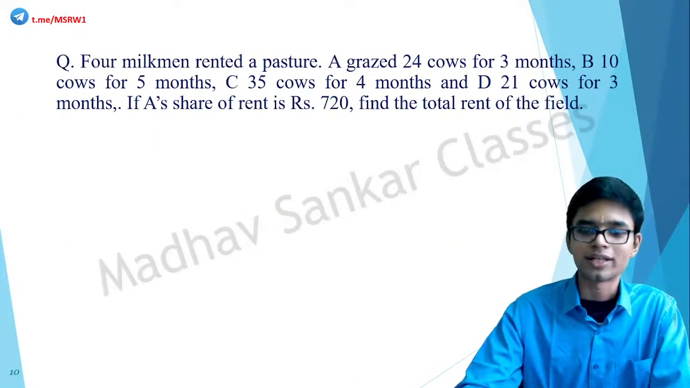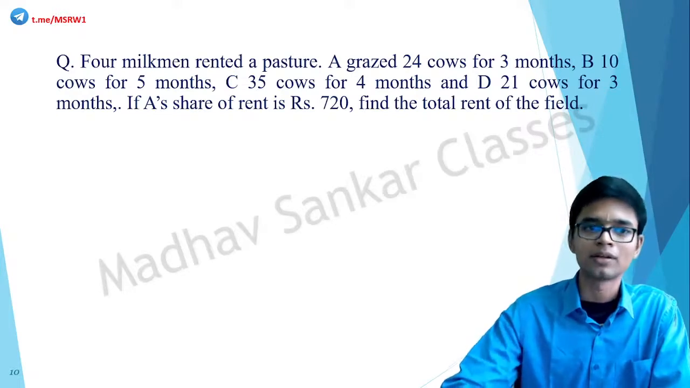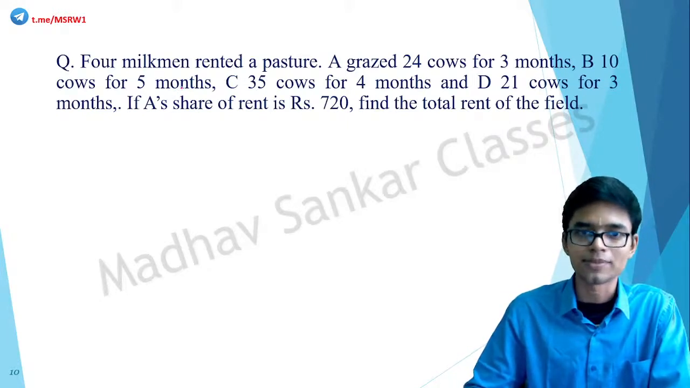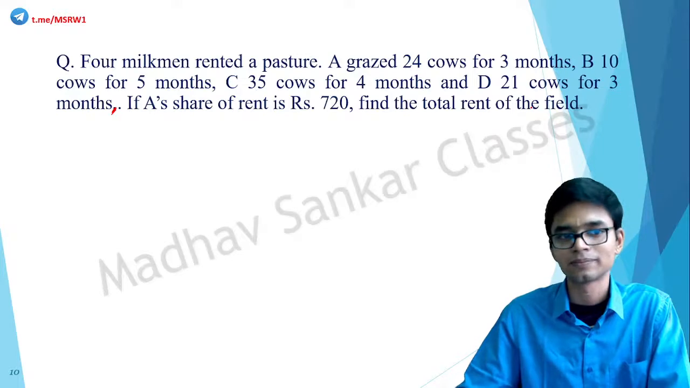Since no questions are there so far, let's continue, assuming you have understood everything I have mentioned. Now, for another question, same concept. 4 milkmen rented a pasture. A grazed 24 cows for 3 months, B 10 cows for 5 months, C 35 cows for 4 months, and D 21 cows for 3 months. So if A's share of rent is 720, find the total rent of the field.